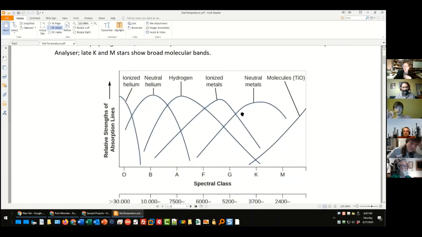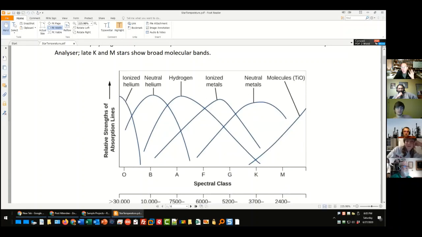Here is how we tell star types. In other words, stars, and we saw this earlier, type A stars have the most hydrogen. This is just a relative strength of different elements' lines. Here, these cool stars have lots of this molecule, titanium oxide. Really hot stars have a lot of ionized helium.